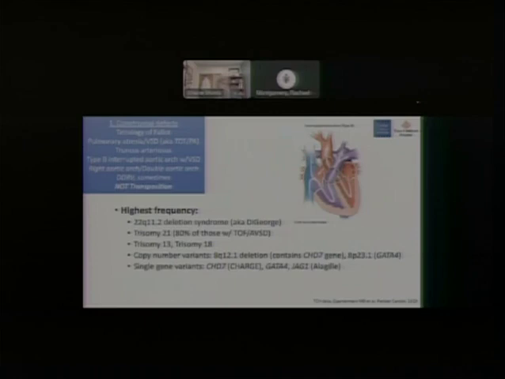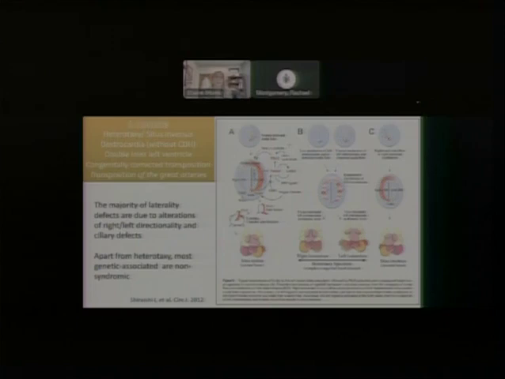We also see it with single gene variants. So these are just misspellings in the genes, and these are common genes that are the same genes that are seen in these copy number areas. Now, when we look at laterality, it isn't the second heart field, it isn't the neural crest. These are due to signaling errors in which way the heart is supposed to loop, which way the vessels are supposed to loop. So due to alterations in right-left directionality and cilia. Cilia are these little hairs that tell you which way to go in development.